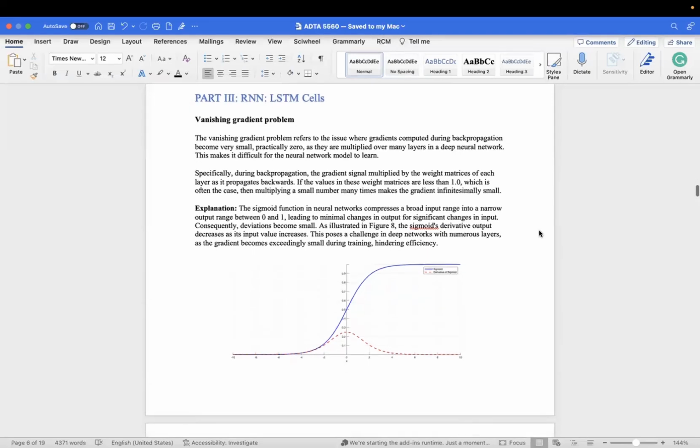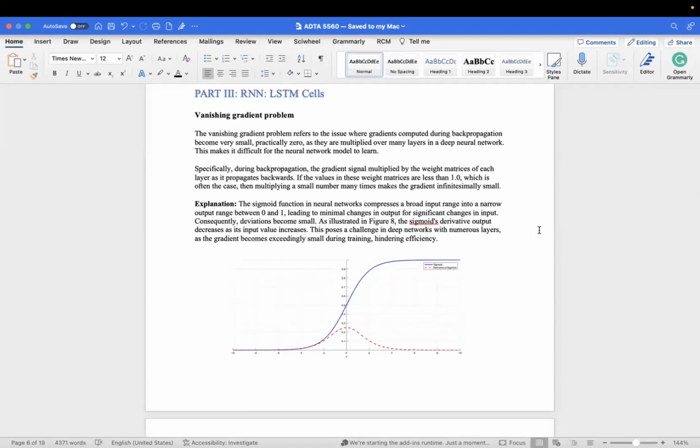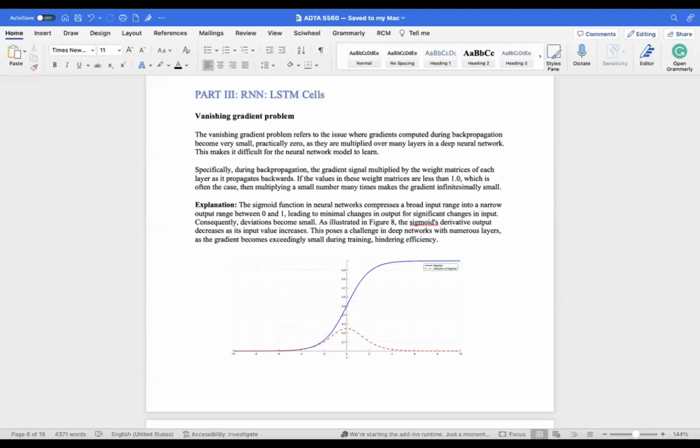Coming to part 3, LSTM cells. The first topic is vanishing gradient. Let's start with part 3, RNN and LSTM cells. So starting with the problems, let's decode the mystery of the vanishing gradient problem first.